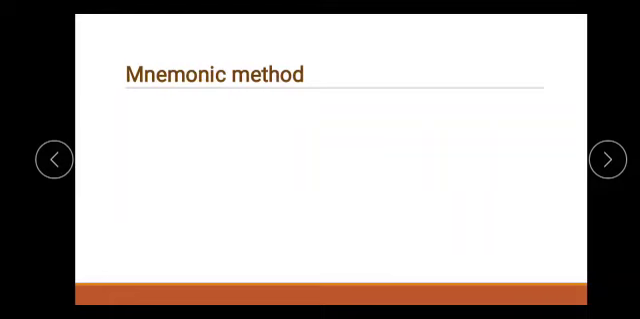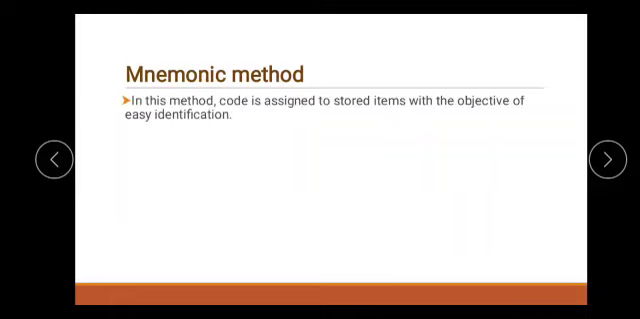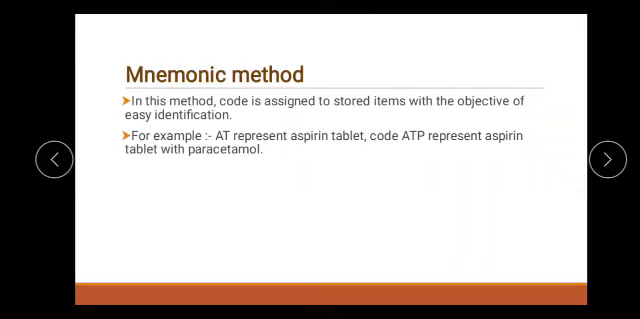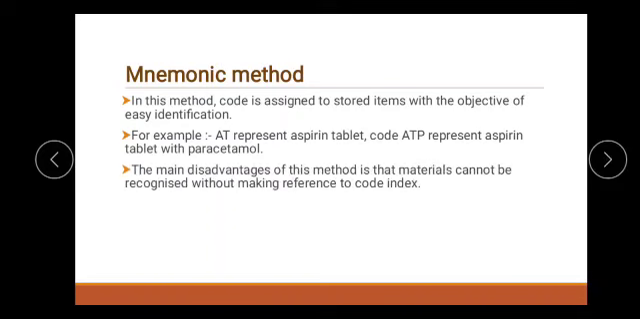Second method, mnemonic method. In this method, code is assigned to stored items with the objective of easy identification. For example, AT represents aspirin tablet, where A represents aspirin, T represents tablet, and code ATP represents aspirin tablet with paracetamol, P representing the presence of paracetamol. The main disadvantage of this method is that materials cannot be recognized without making reference to a code index.